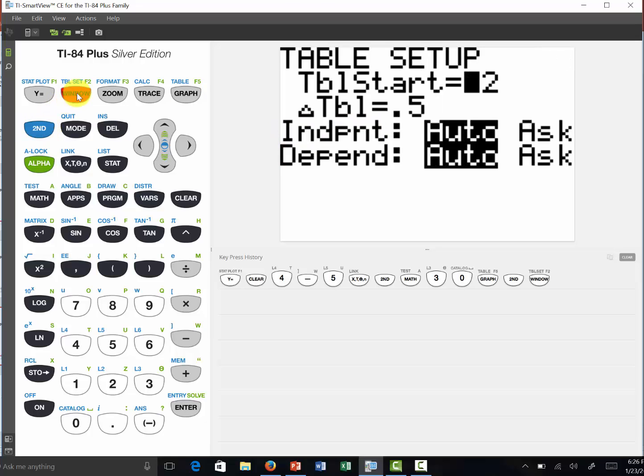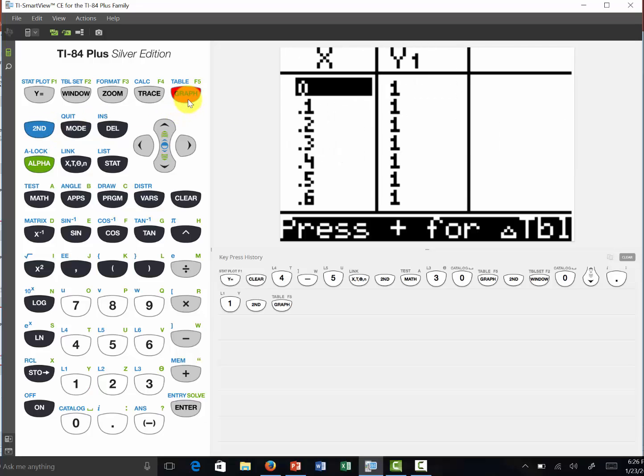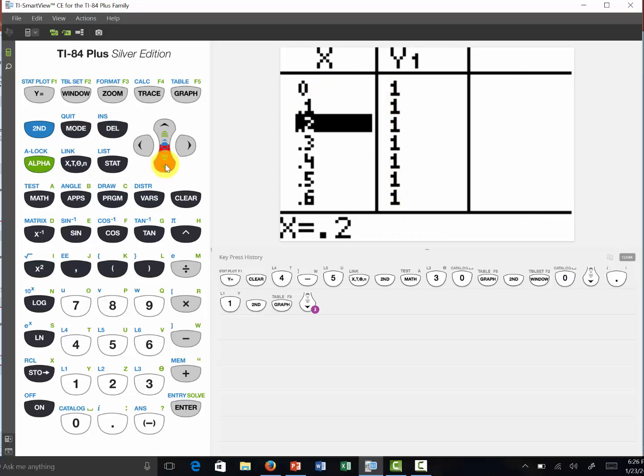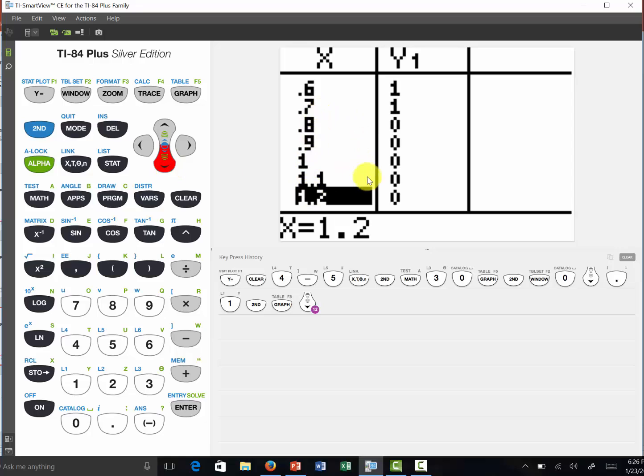If we go to our table set, let's start it at 0, and let's count by 0.1. So all these values are returning a value of 1, and as soon as we get to 0.8 and greater than 0.8, the calculator is giving values of 0. So this verifies our answer that we got when we solved it algebraically. X is less than 0.8.